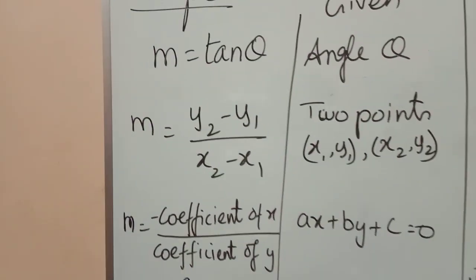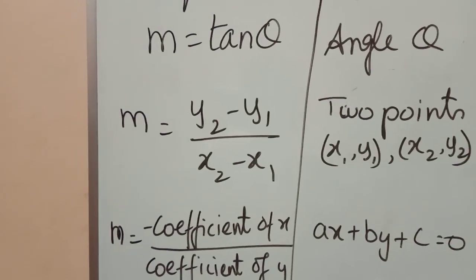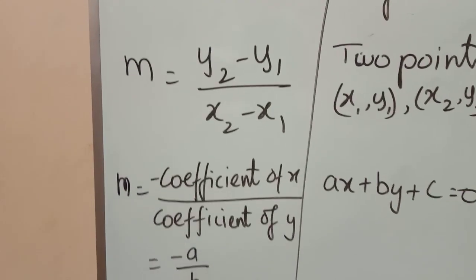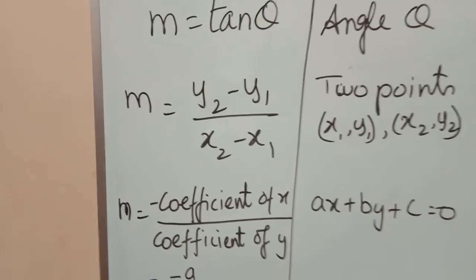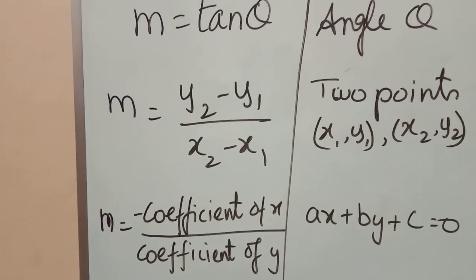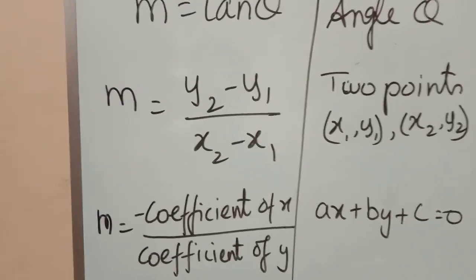So if you see the word slope, these three formulas should be in your mind: slope m equal to tan theta, m equal to y2 minus y1 by x2 minus x1, and slope m equal to minus coefficient of x by coefficient of y. Whenever you read the word slope, recall these three formulas.